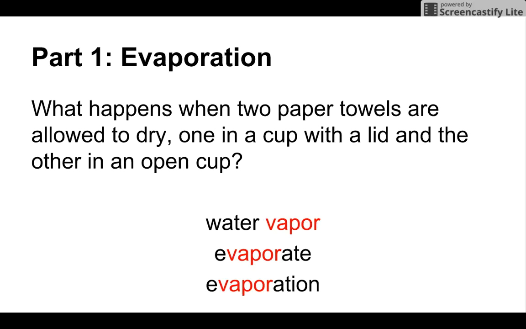In Part 1, Evaporation, students will investigate what happens when 2 paper towels are allowed to dry, one in a cup with a lid and the other in an open cup. The first part of this investigation takes 2 short sessions on 2 consecutive days, but can also be completed with an early morning session followed by a late afternoon session. I've even done this activity with 2 or 3 days between the 2 sessions. Watch the teacher preparation video on FOSS Web to see how to set up the materials for this investigation.